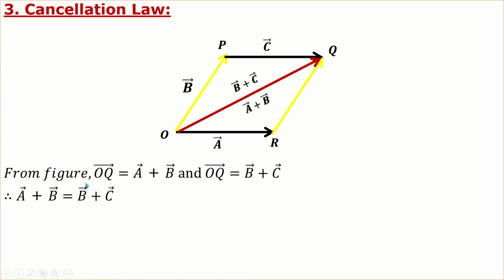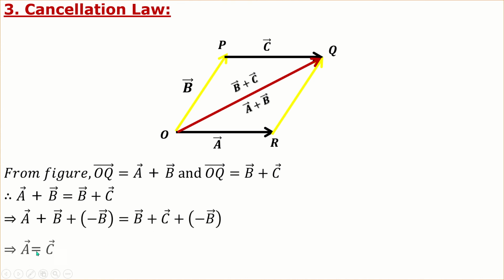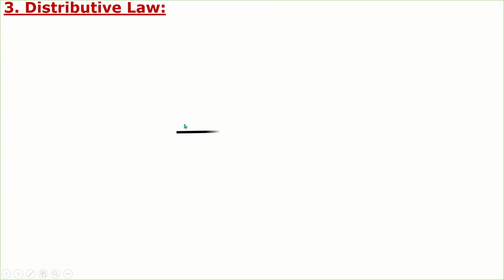Now we can cut this. For cutting this, we have to take minus b vector on both sides. As a result, we will get a vector equal to c vector. This is a cancellation law. Distributive law.